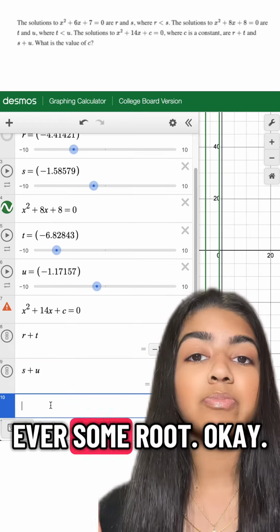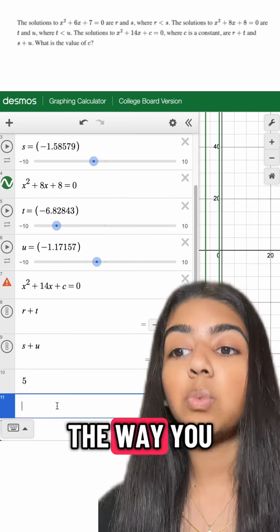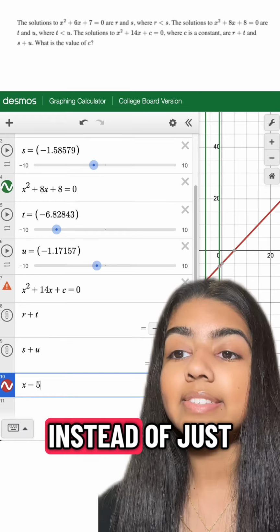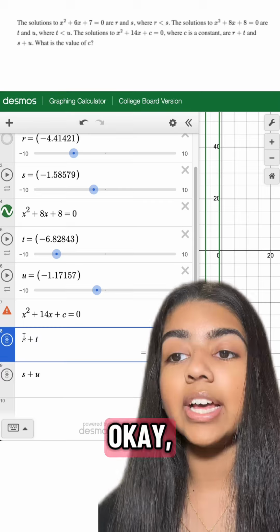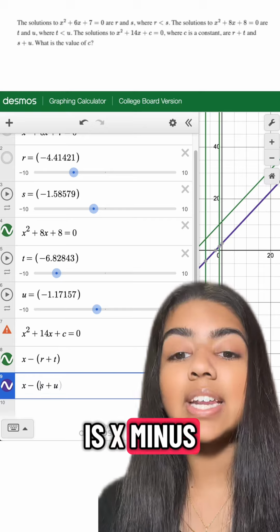Well, if there's ever some root, or a solution, for example, let's say the solution was 5, the way you write this as a factor is x minus 5. So we're going to use this idea. Instead of just saying r plus t, the factor would be x minus (r plus t), and this factor is x minus (s plus u).